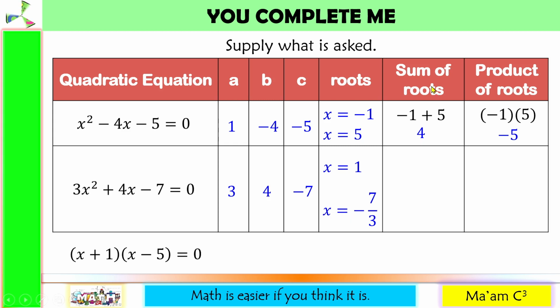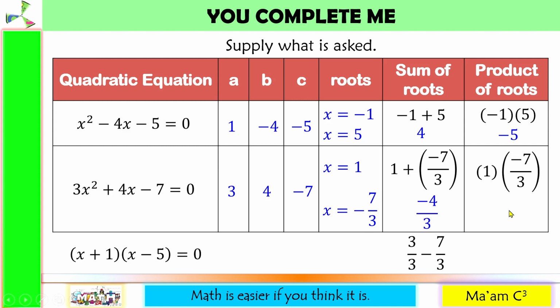For the sum of the roots, again, we simply have to add these two. Let me replace 1 by 3 over 3, and then plus minus will become minus. Same denominator, we simply have to work on the numerator. 3 minus 7 is negative 4, and then copy the denominator. For the product, let us multiply these two, and it will give us negative 7 over 3. Let us continue our activity.